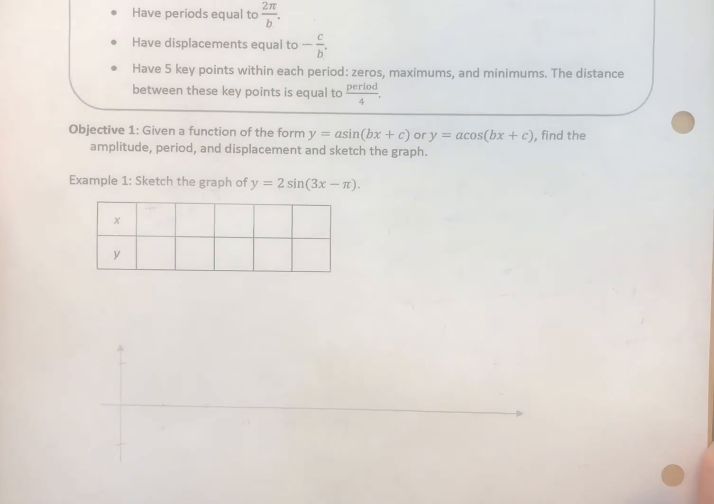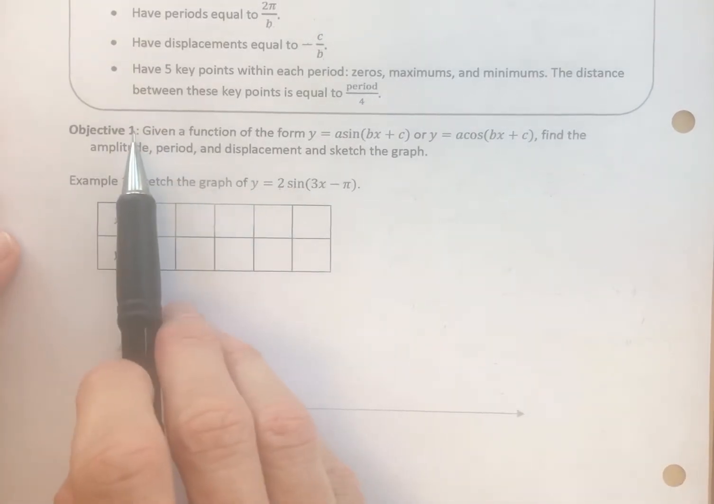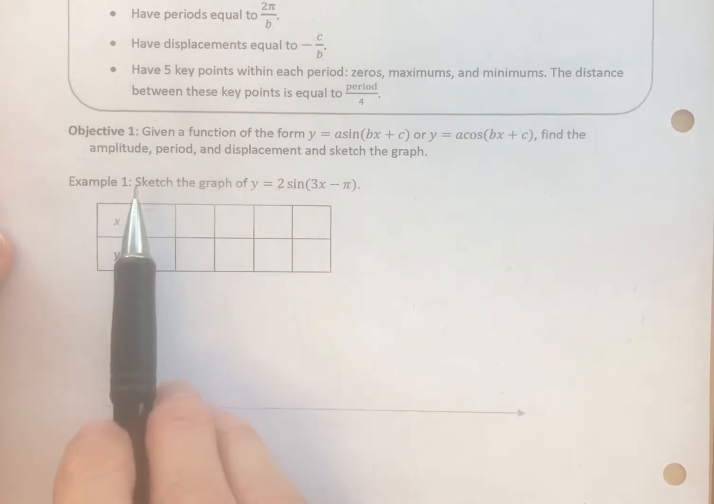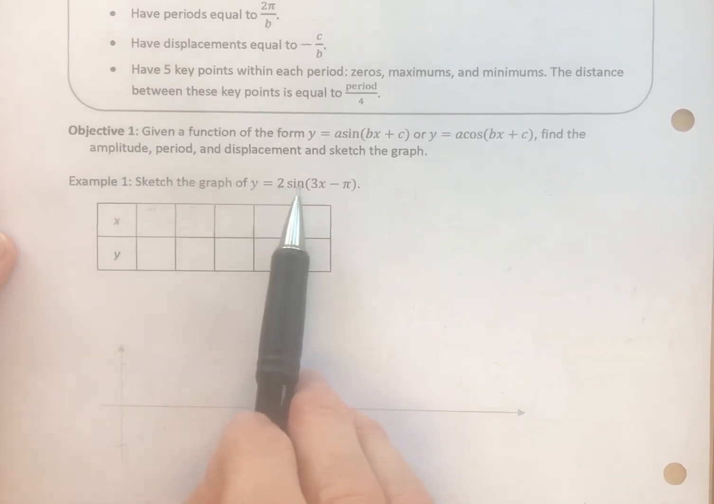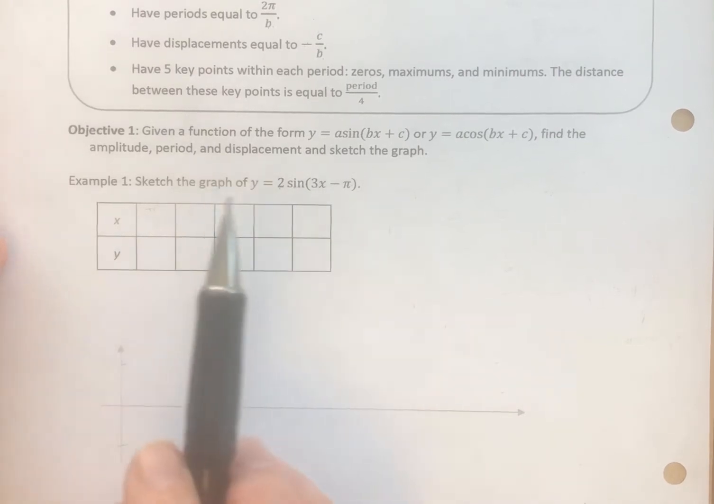I'll move my sheet up. I think I'm in a good place. Okay, our first objective we're going to do here in example 4. Sketch the graph of y equals 2 times the sine of 3x minus pi.